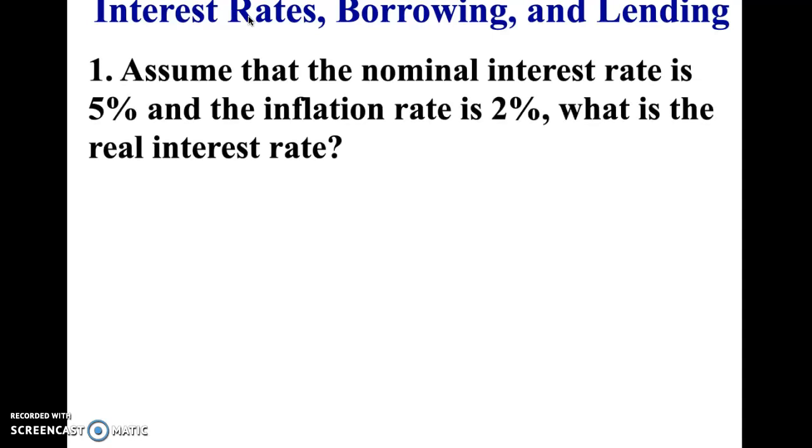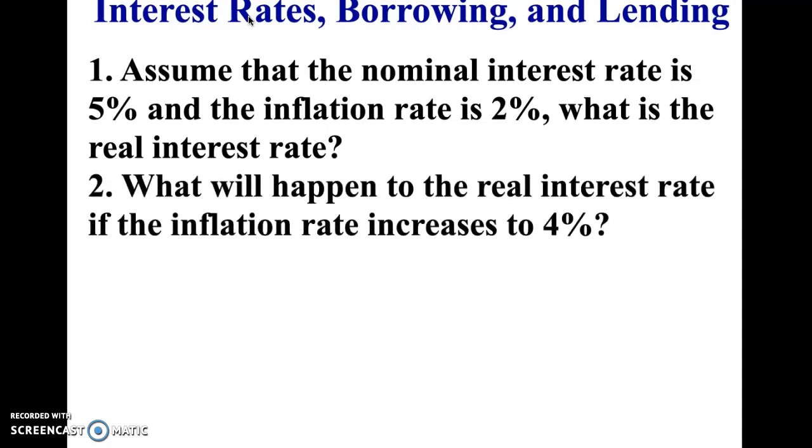So to just set this up, assume that the nominal interest rate is 5% and the inflation rate is 2%. What's going to be the real interest rate? Well, it's going to be 3%, right? 5 minus 2 is 3. But what's going to happen to the real interest rate if the inflation rate increases to 4%? Well, now we went from 3 to 1.